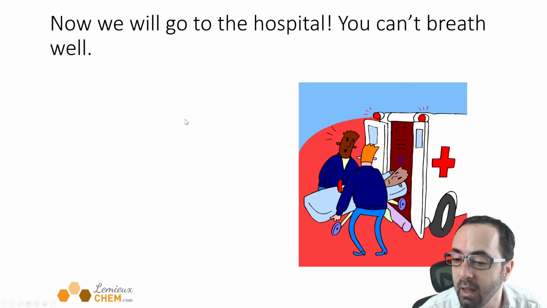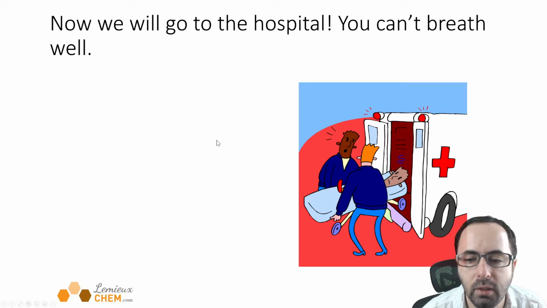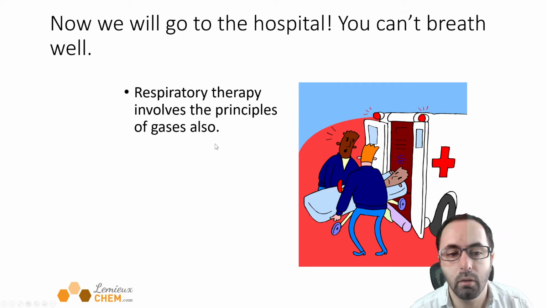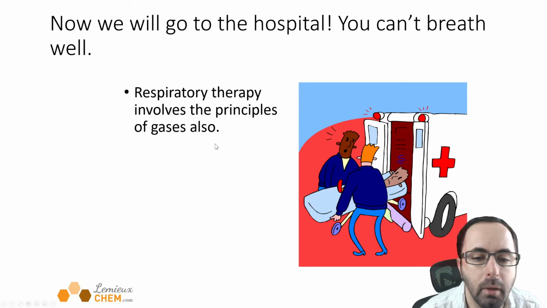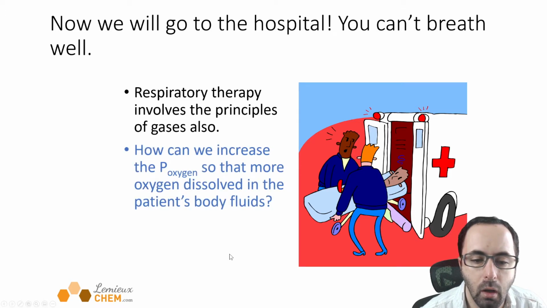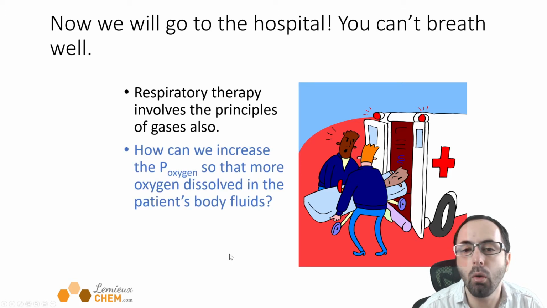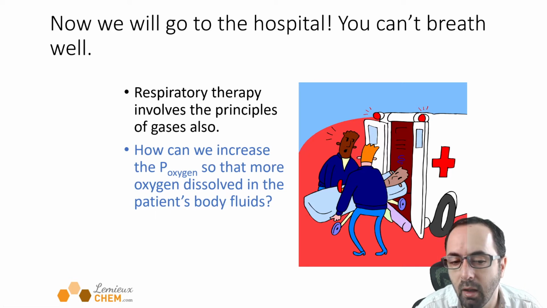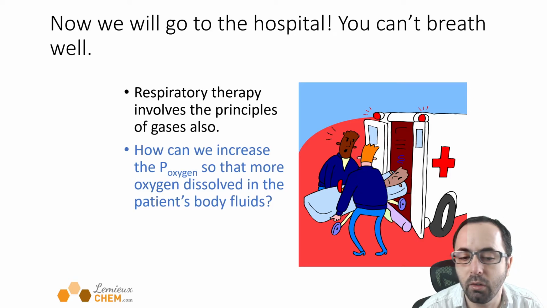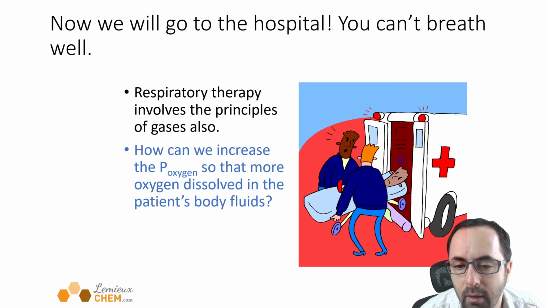So let's say someone cannot breathe for various reasons. How is it that we can treat them using our knowledge of gas laws to make sure that the concentration of oxygen in their blood remains high enough? So we will perform respiratory therapy, and this involves the principles of the gas laws. The primary goal of respiratory therapy when someone is not getting oxygen is to increase the partial pressure of oxygen so that there's greater dissolved oxygen in their blood.